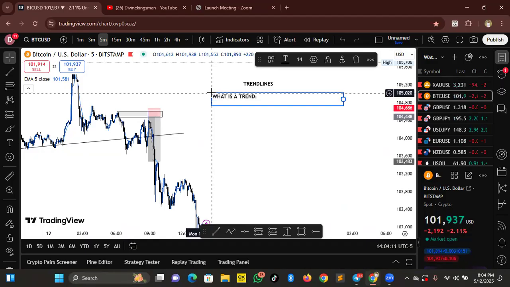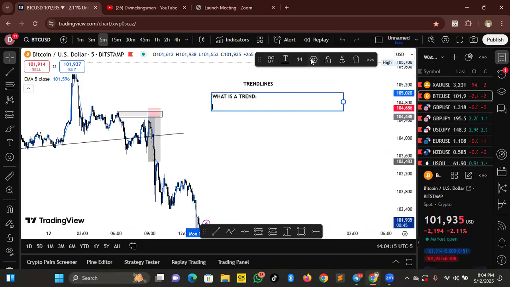Now, a trend, let me put this in small. I think the size should be okay. A trend is the behavior of price over time. So this is what a trend is: the behavior of price over time.